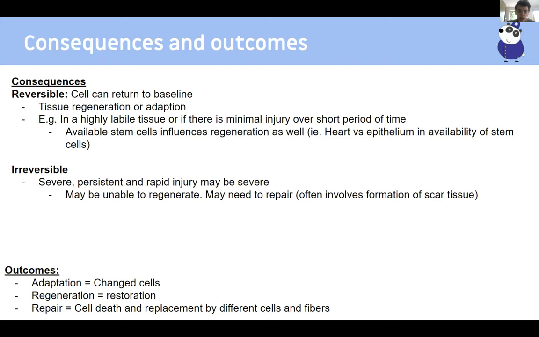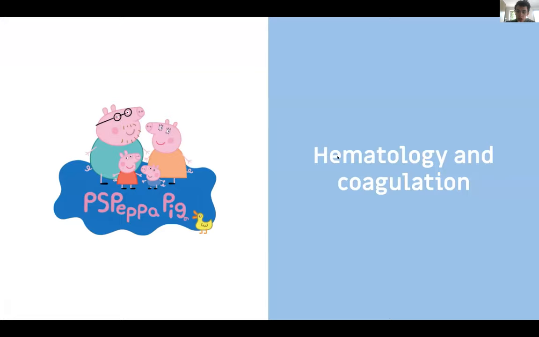Highly labile tissue, if there's minimal injury over a short period of time, is generally reversible. It's because of the available stem cells, which is why the skin is different to the heart. Limited stem cells in the heart. They used to think there weren't stem cells in the heart, but there are lots of stem cells in the epithelium. Irreversible is severe, persistent, maybe unable to regenerate. And the outcomes of this, why did I put this so far down? Adaptation, changing cells. They change differentiation, so a columnar cell can become a squamous cell. Regeneration is just restoration, and repair generally involves cell death being replaced by different cells and fibers.